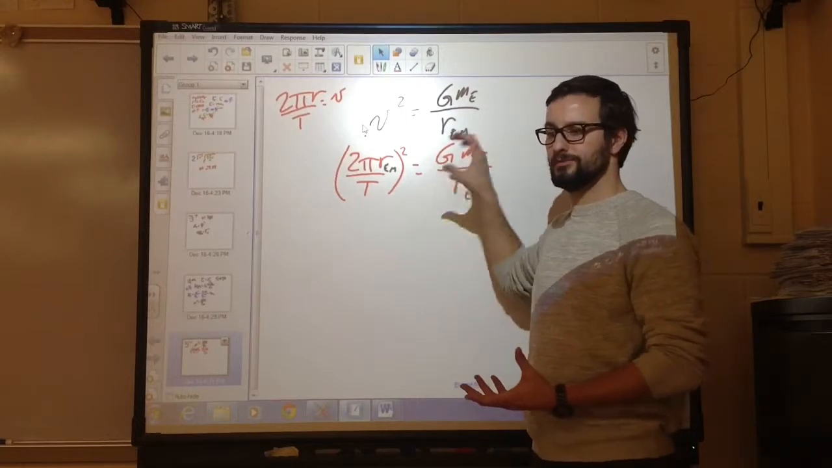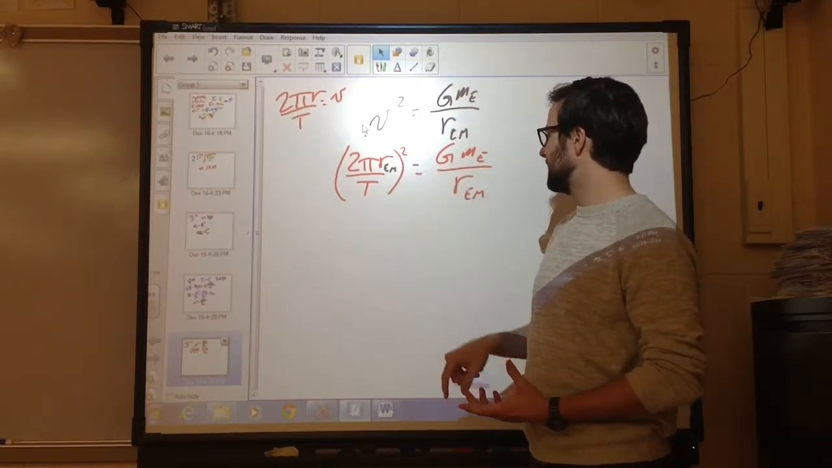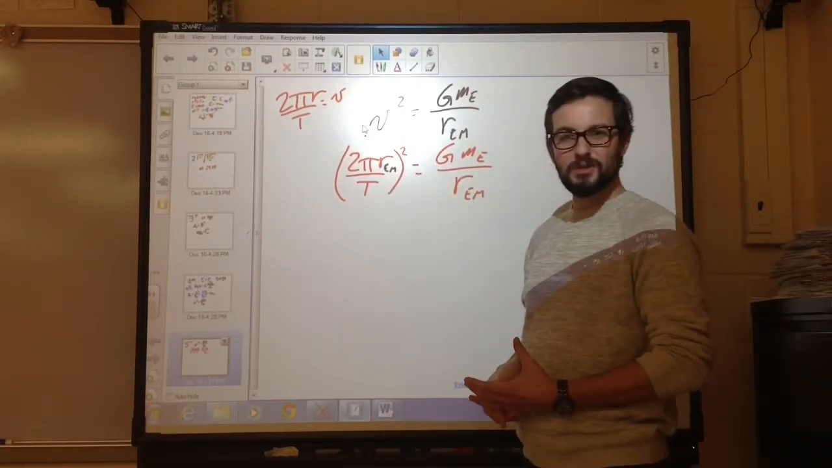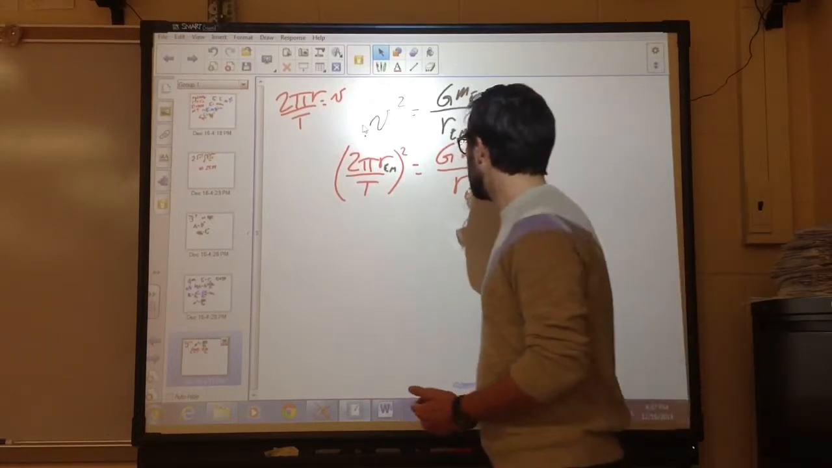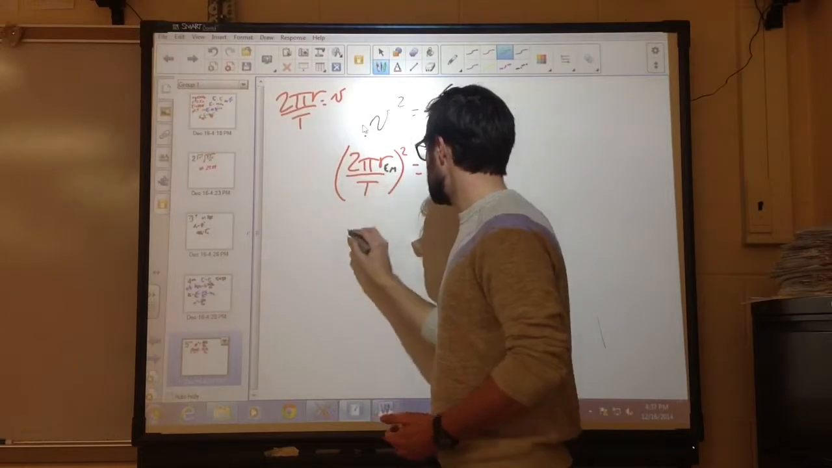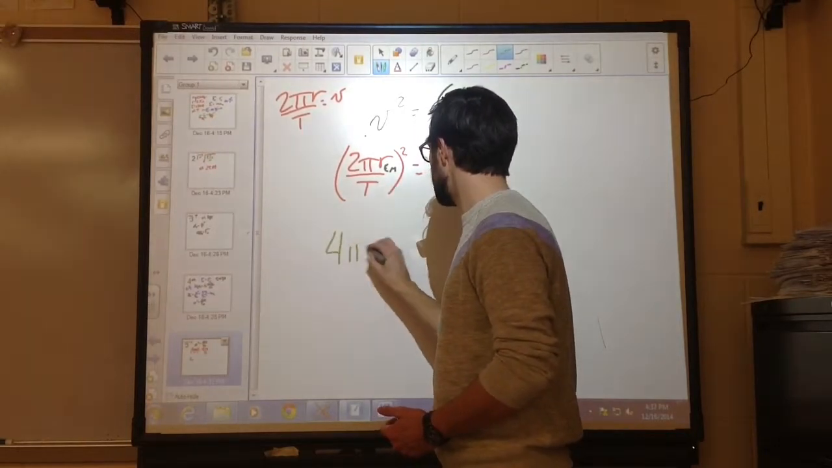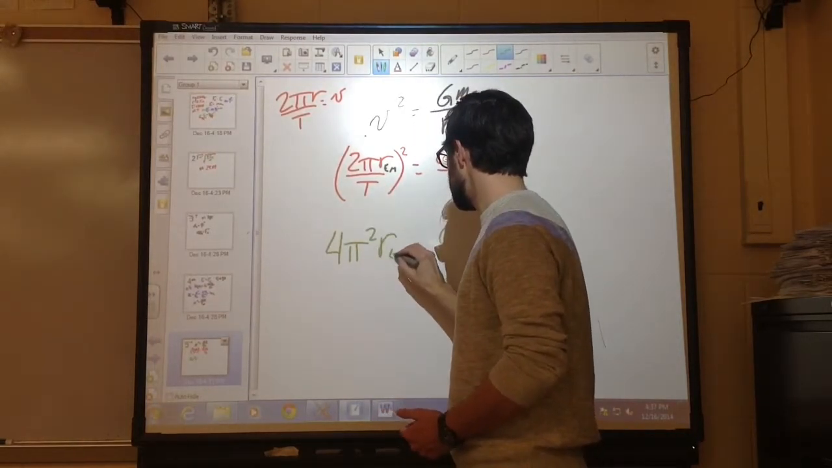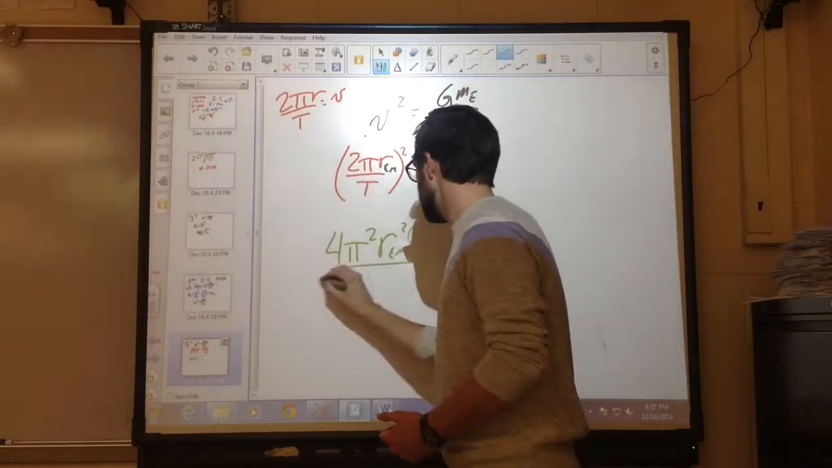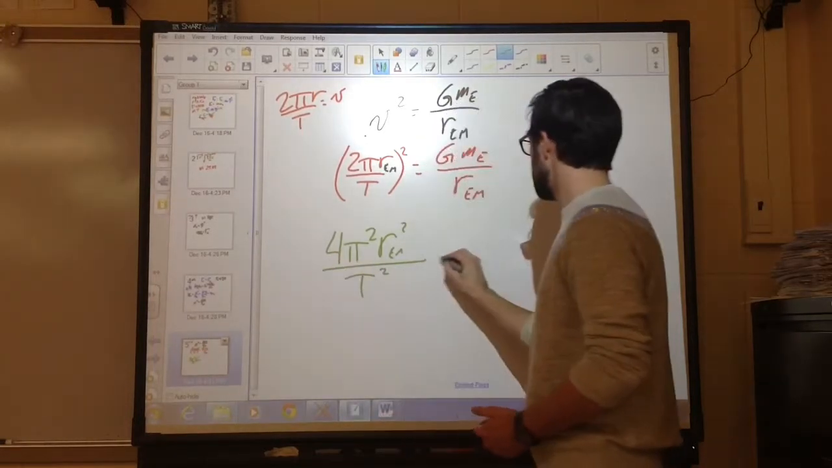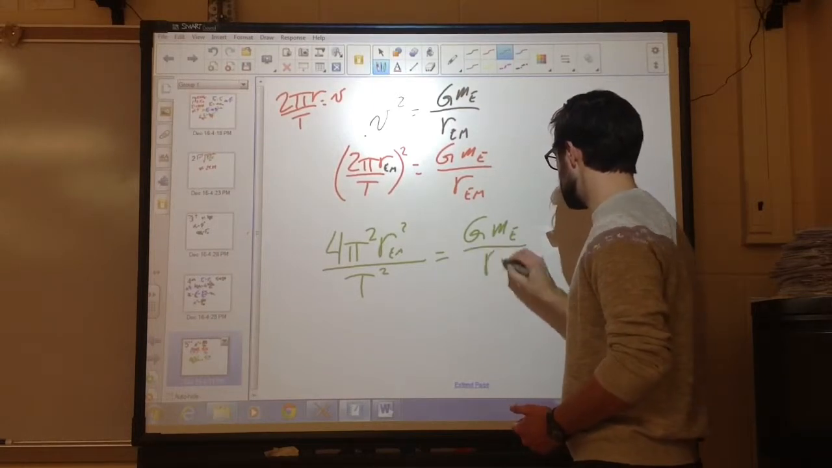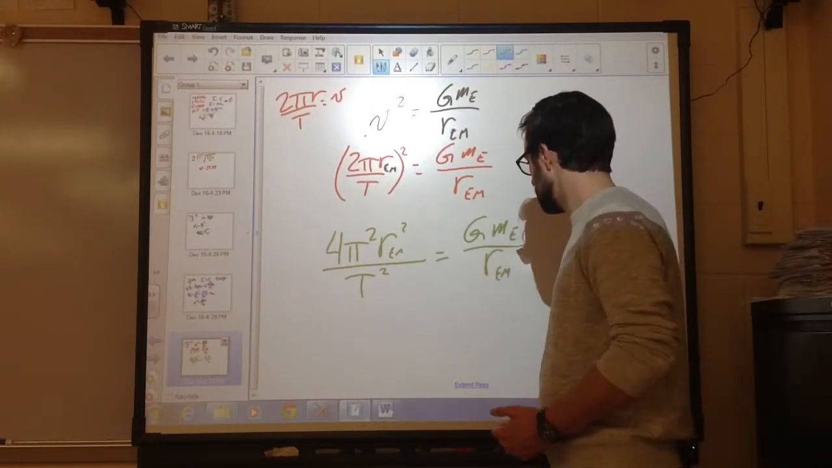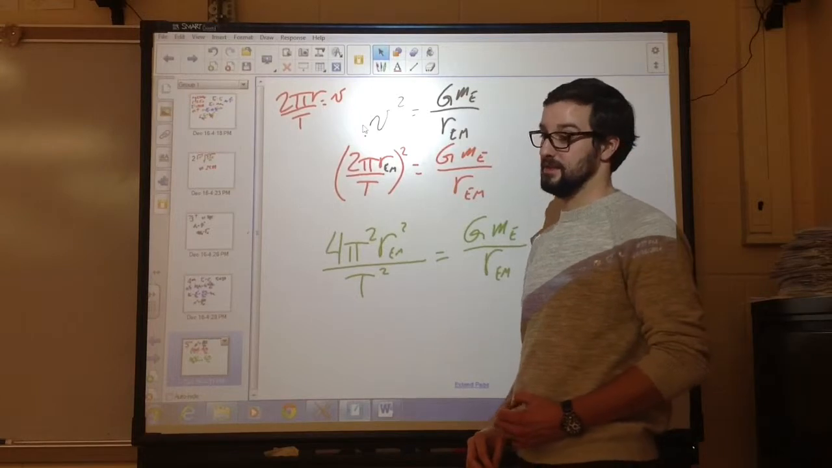So first of all, let's get rid of this square. If you wanted to, you can take the square root of both sides if you really like working with roots. I don't, so I'm going to square it. The square will distribute to everything inside the parentheses, and it'll become 4 pi squared, the distance between the Earth and the Moon, squared, divided by the period, squared, is equal to G times the mass of the Earth, divided by the distance between the Earth and the Moon. Okay, that's looking kind of intimidating.